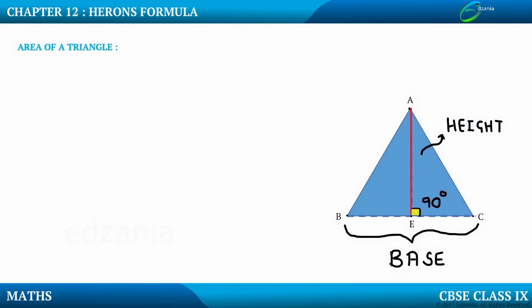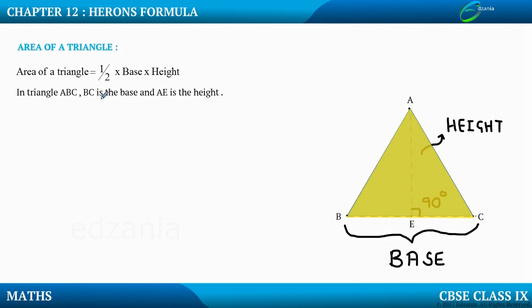So what is the formula to find out area of a triangle? The area of a triangle is half into base into height. That is, in this triangle ABC, as I had mentioned, BC is the base and AE is the height. So you have to just substitute base as BC and height as AE. So in the next step, what am I going to get? Area of triangle ABC is equal to half into BC into AE.